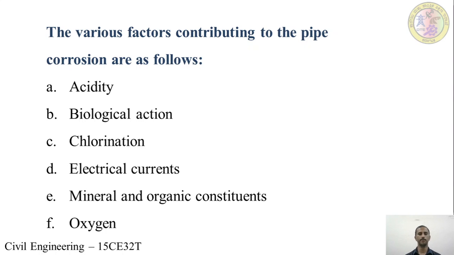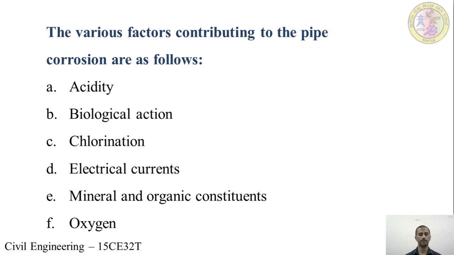Next factor contributing towards pipe corrosion is the biological action of iron bacteria and sulfate bacteria, causing aerobic and anaerobic corrosion respectively. Next factor is chlorination. Presence of free chlorine and chloramines becomes corrosive towards the pipe material. Then electrical currents.